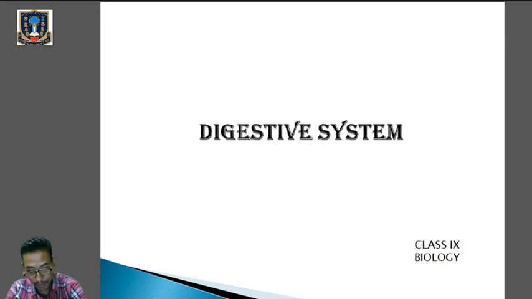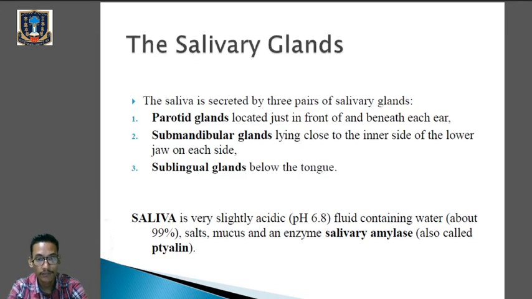Now today we learn about the second glands of the digestive system, that is salivary glands. Clear? As the name suggests, salivary glands will help in the secretion of saliva. Saliva is slightly acidic with a pH of 6.8 and is a fluid containing nearly 99% of water. It contains salt, mucus and an enzyme called salivary amylase, which is also called ptyalin.